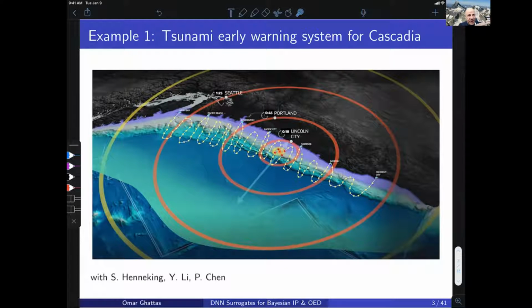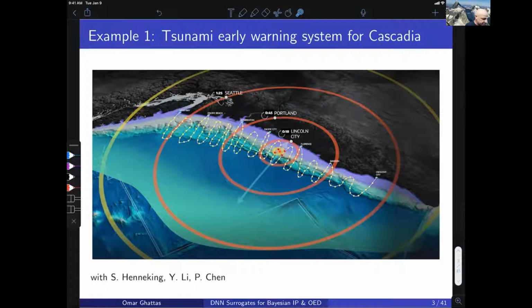The tsunami will head towards shore, or may head, depending on the dynamics of the rupture, towards the shore, with wave heights of 15 meters, maybe even 20 meters, as we saw in Japan in 2011 in the Tohoku earthquake. So you'd like an early warning system, which means you have to solve an inverse problem rapidly to estimate the ground motion along the subduction zone. That's in this region here.